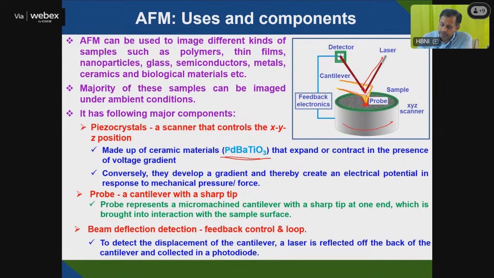Then a laser is coming here and going to the detector. So depending upon the movement, it's moving up and down, and it will detect the voltage generated between them, which will later be converted to the image.